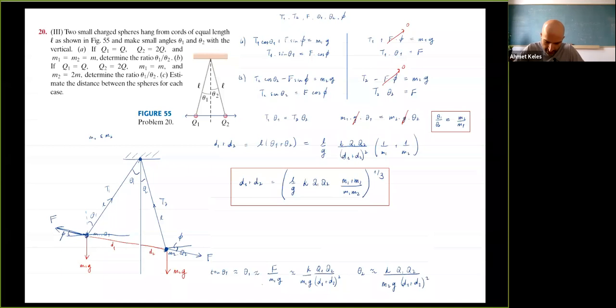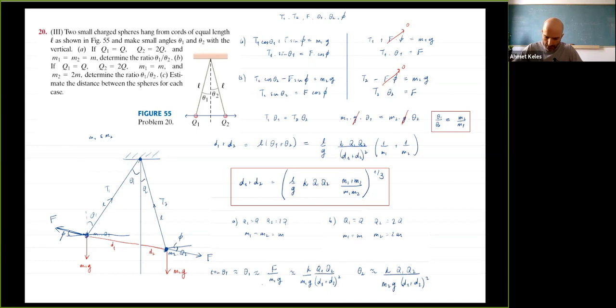And for this, maybe you can do the rest, right? You can put the cases. A, put Q1 is equal to Q, Q2 is equal to 2Q, M1 is equal to M2 is equal to M, and B also put Q1 is equal to Q, Q2 is equal to 2Q, M1 is equal to M, M2 is equal to 2M, and let's see what you get.